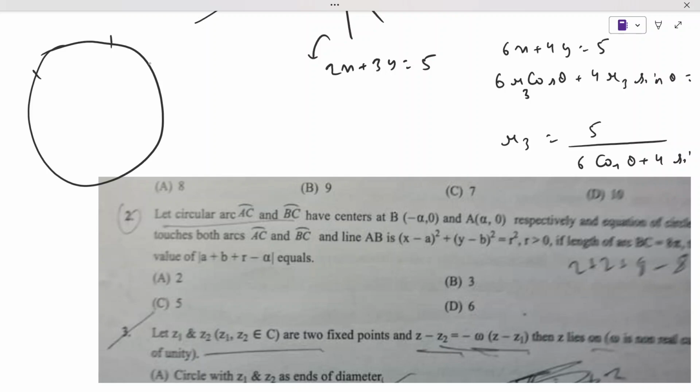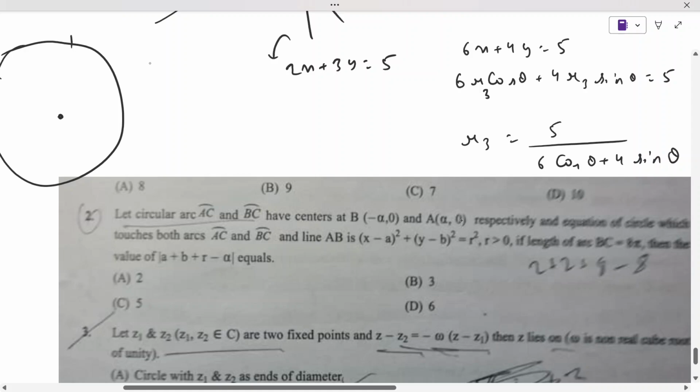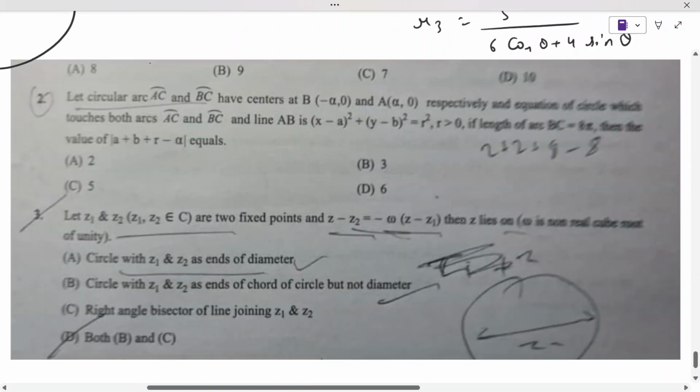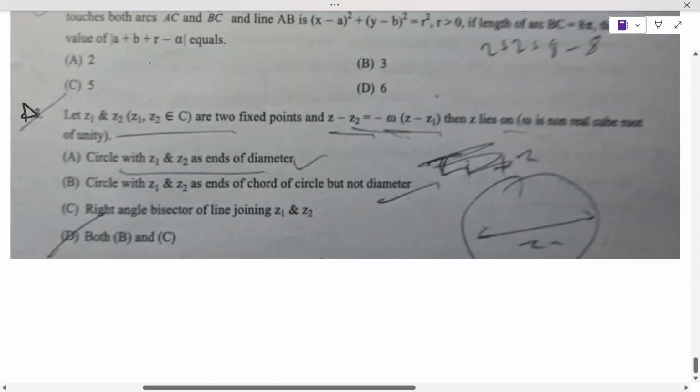How is the center incorporated then? Let a circular arc AC and BC have centers at minus alpha comma 0 and alpha comma 0. What it means, I didn't get it. If you have a circle, it touches both arcs AC and BC in the line AB. Okay, fine. Solve this.